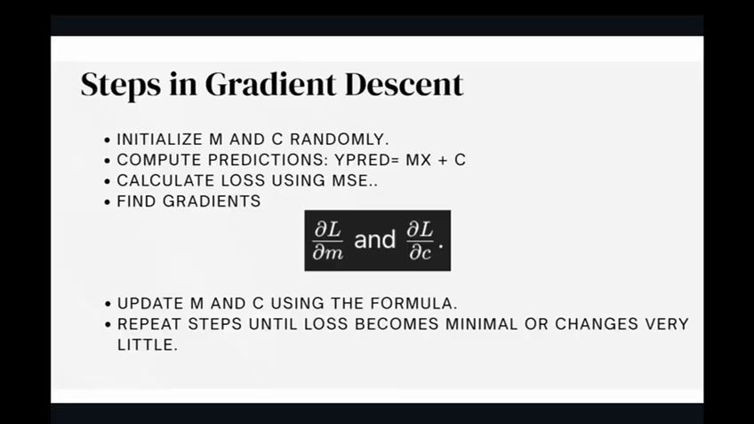Then we have the steps in gradient descent. First of all, we have to initialize m and c randomly, and then in the second step we'll be predicting values using y is equal to mx plus c. Then we'll be calculating loss using MSE, that is mean squared error, then we'll compute the gradients, and then we'll update m and c, and we'll repeat this process until we get the minimum. This continuous repetition helps the model learn the best possible line.